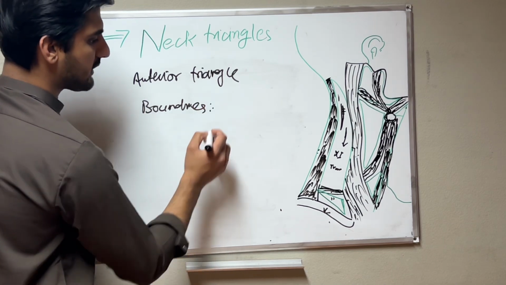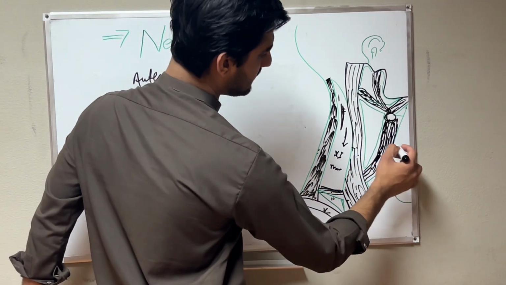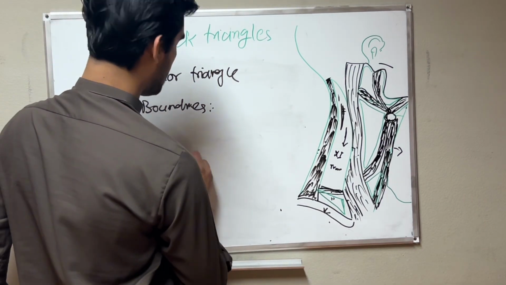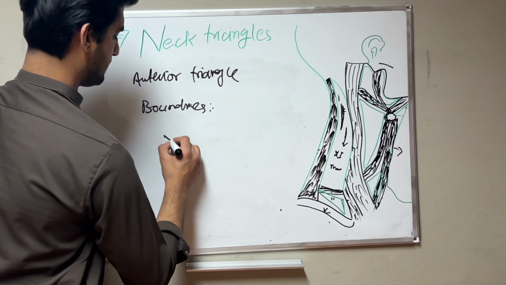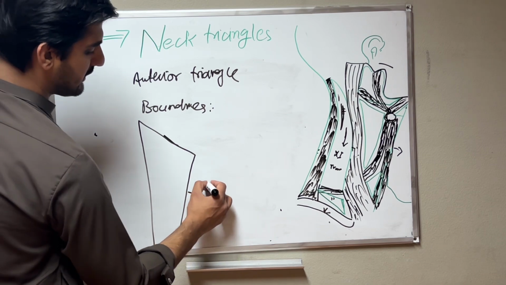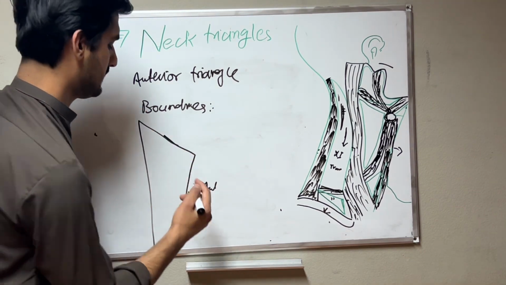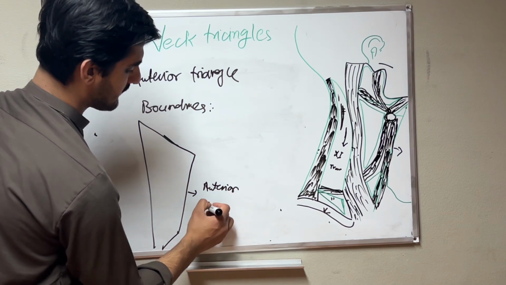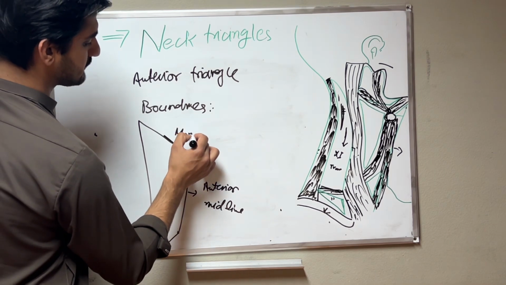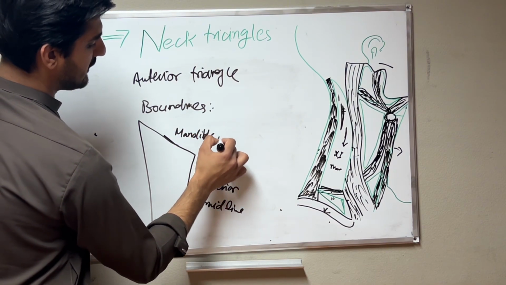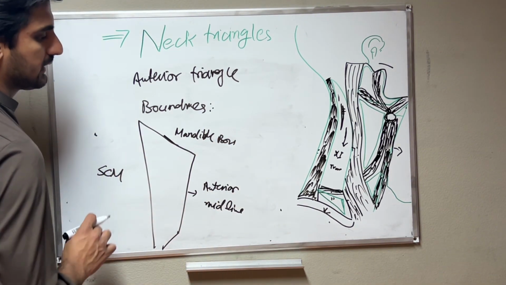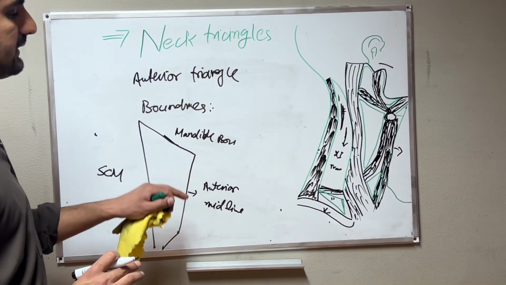Anterior triangle boundaries. If we talk about the boundaries, here we have the anterior midline, here we have the mandible bone, and here we have the sternocleidomastoid muscle. This is the anterior triangle. Here we have the anterior midline, here the mandible bone, and here, very simply, the sternocleidomastoid muscle. This is the boundary of the anterior triangle.